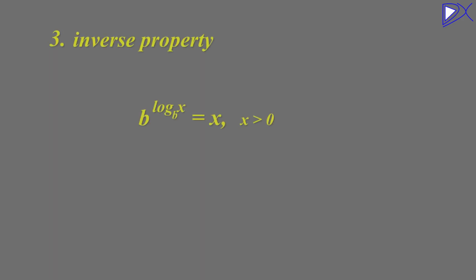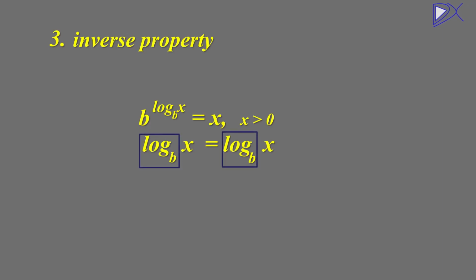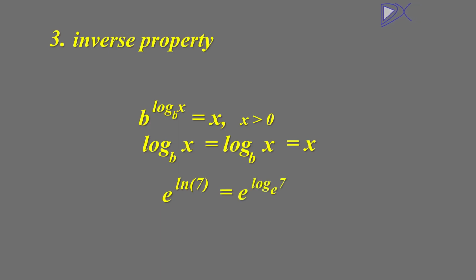Another form of inverse property is b power log b of x equals x, where x is greater than 0. If we rewrite it in logarithmic form, it will be log b of x equals log b of x. Since the bases of the logarithms are equal, it's equivalent to x. As an example, if you need to evaluate e power natural logarithm of 7, you can rewrite it as e power log e of 7, and then apply this property to get 7.